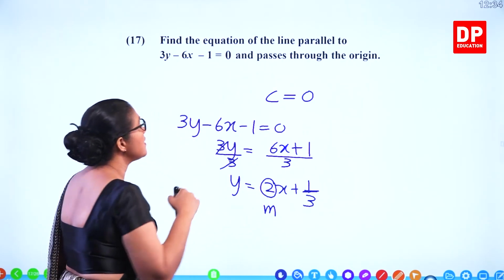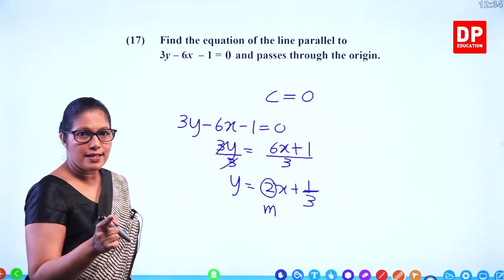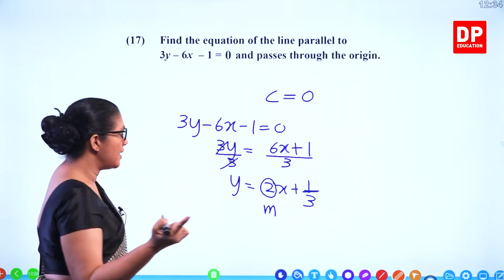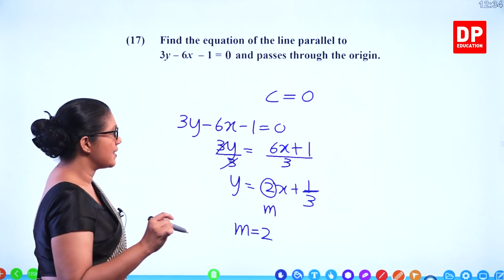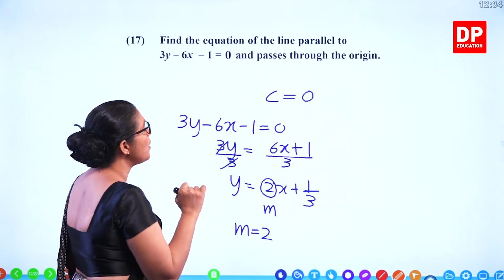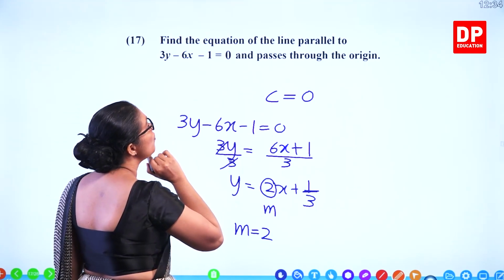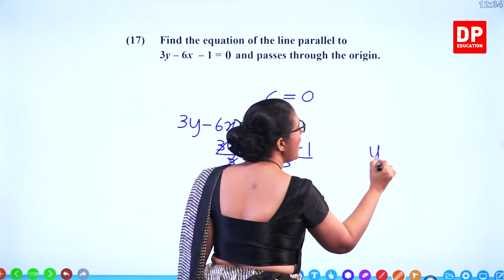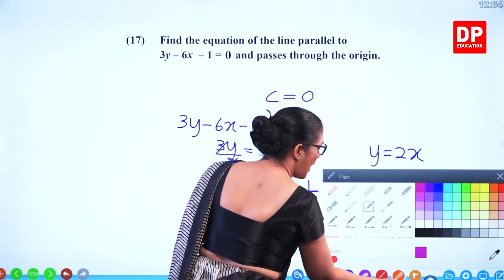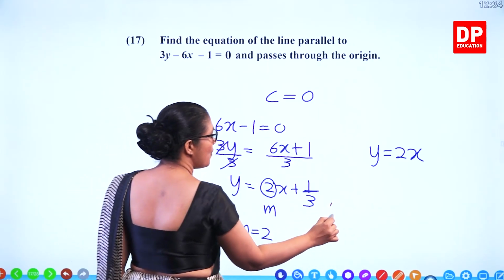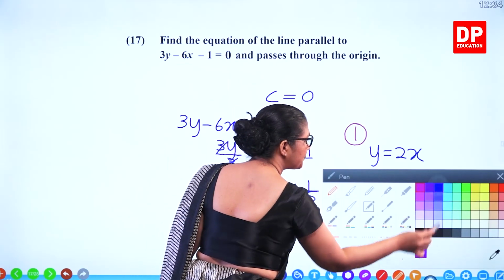If the gradient is 2 and the other line is parallel to this, what's the gradient of that line? M equals 2. Same gradient for parallel lines. Now you know 2 is the gradient and C is the 0 value. What's the equation? Y equals 2x. So you get 2 marks for that. Identifying M, 1 mark, and for the equation, 1 mark.